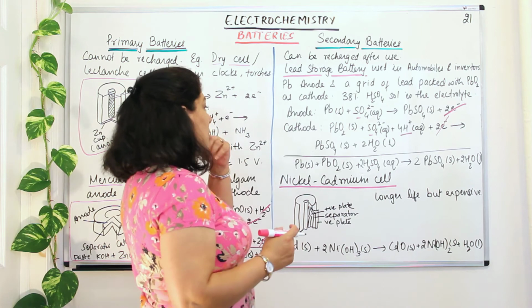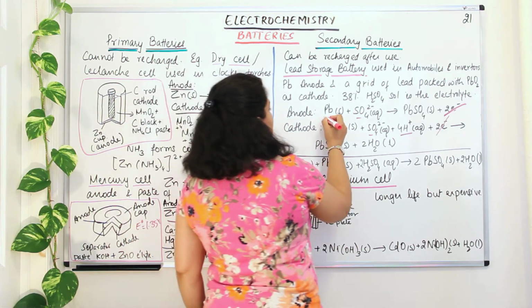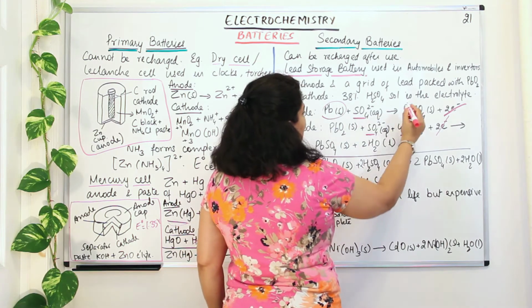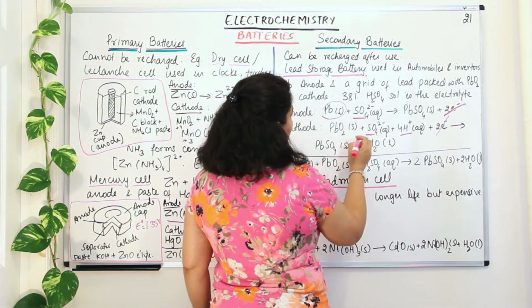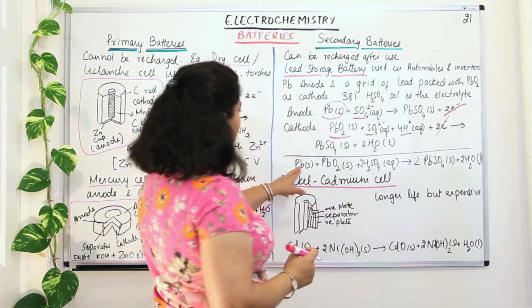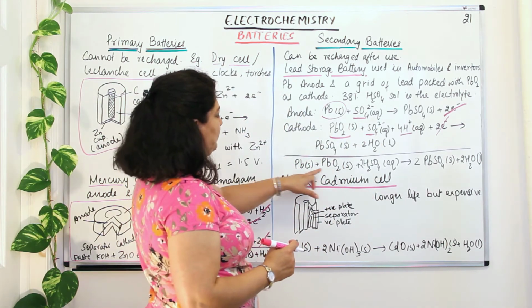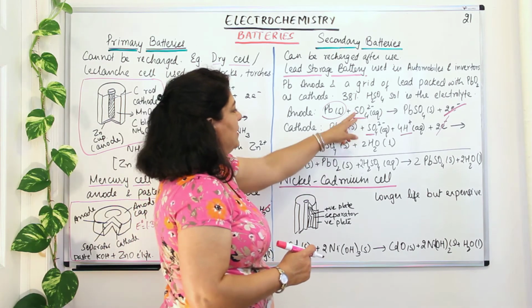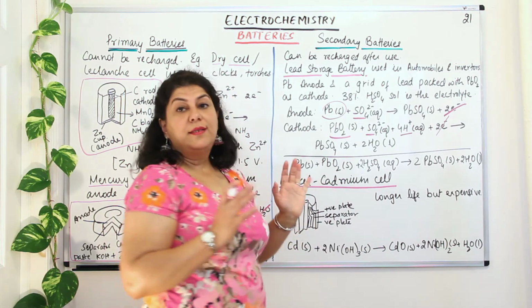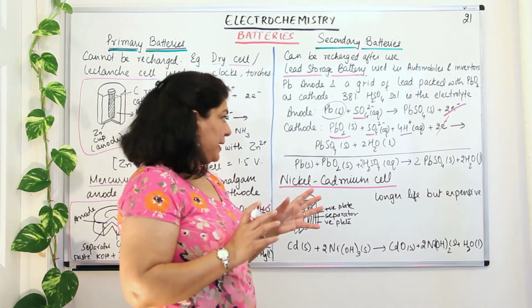And now let us write down what all we are left with. We are left with lead solid, and on the reactant side, we are left with PbO2 and sulfate. So on the reactant side, you have PbO2, and the H positive and 2 sulfates will form 2H2SO4. This is what we are left with on the reactant side.